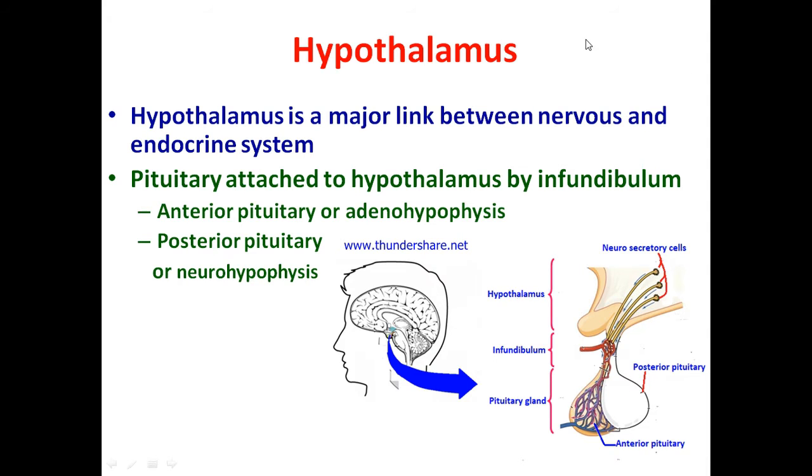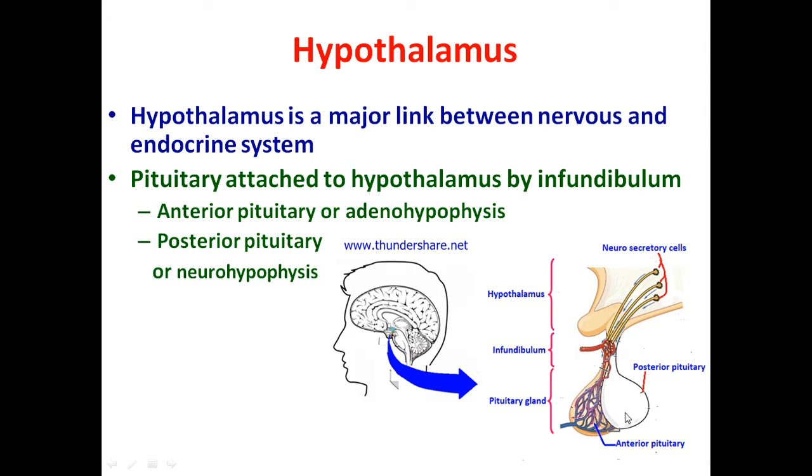This is an enlarged view of the hypothalamus and pituitary glands. This is the hypothalamus, which has neurosecretory cells that secrete the hormones or chemical factors which control the pituitary. And this is the pituitary. It has two parts, the posterior pituitary and the anterior pituitary. The pituitary gland is connected to the hypothalamus by the infundibulum, through which the connection is established and the secretions from the hypothalamus reach the pituitary gland.